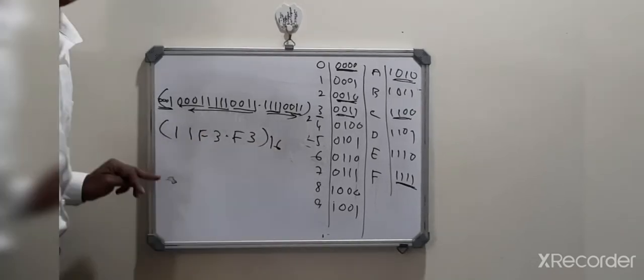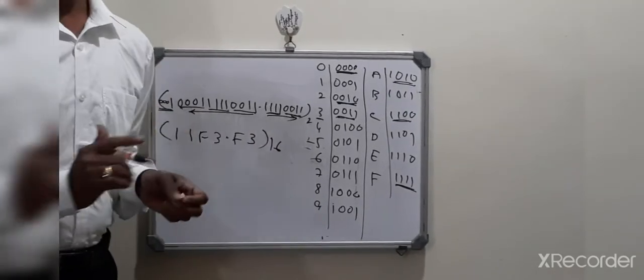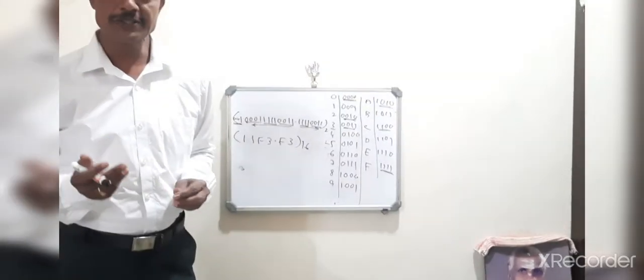Base 16. This is the way to convert hexadecimal to binary and binary to hexadecimal.